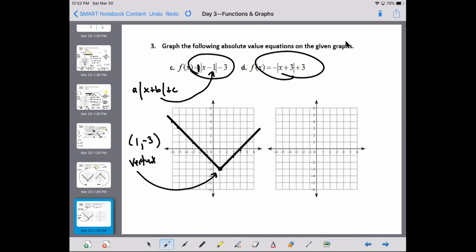Here we see B is positive, and we said from the notes earlier that if B was positive, it was going to move left. So we're going to see this graph move left 3 and up 3. And so there's your vertex. It would be -3, 3. And A is -1, so we know that we're going to go 1 to 1 on all of these, and it's going to open down.